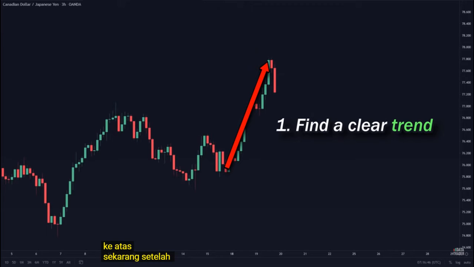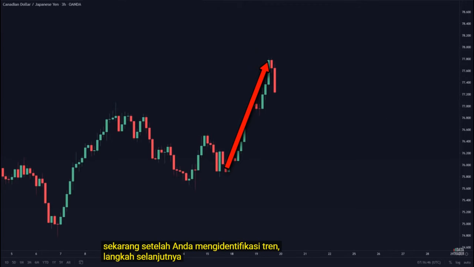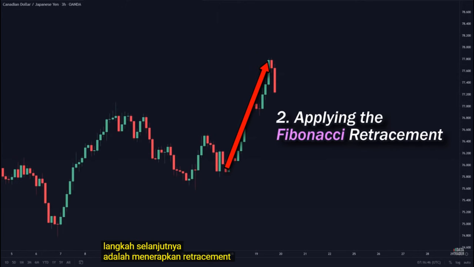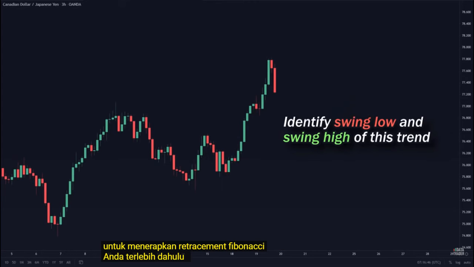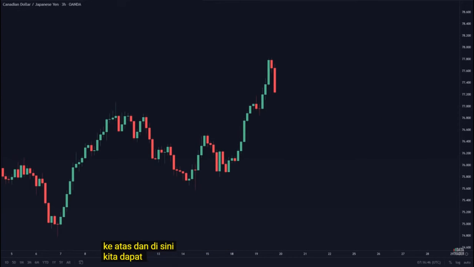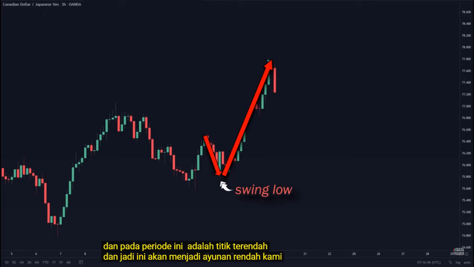Now, once you've identified the trend, the next step is applying the Fibonacci retracement. To apply the Fibonacci retracement, you first need to identify both the swing low and the swing high of this trend. A swing low refers to the lowest point the price reached before reversing upwards. Over here, we can see that the price slightly went down before reversing back up, and at this period, this was the lowest point. And so this will be our swing low.